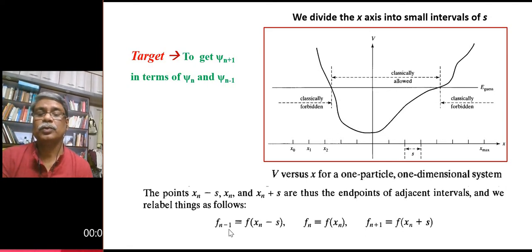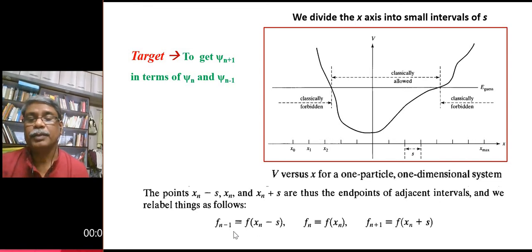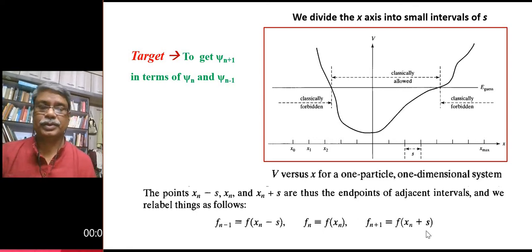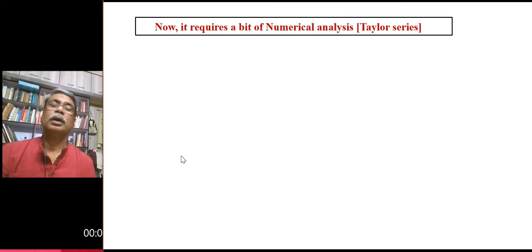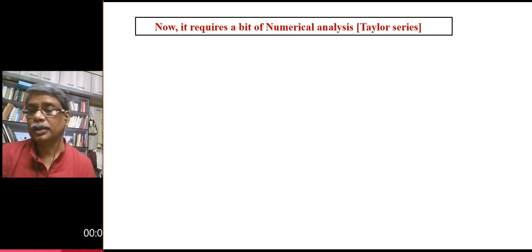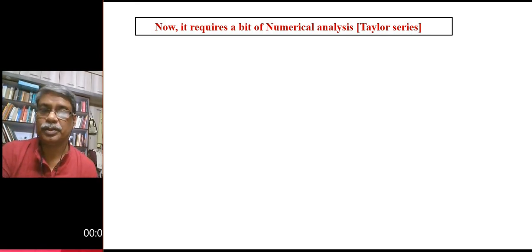So if n minus 1 is actually the value of the function psi at the n minus 1th point, and so on, f_n is at the point x_n, and f_n plus 1 is at the point x_n plus s. So this is how we will represent our wave function on the grid. And now we need a little bit of numerical analysis, which is simply Taylor series.